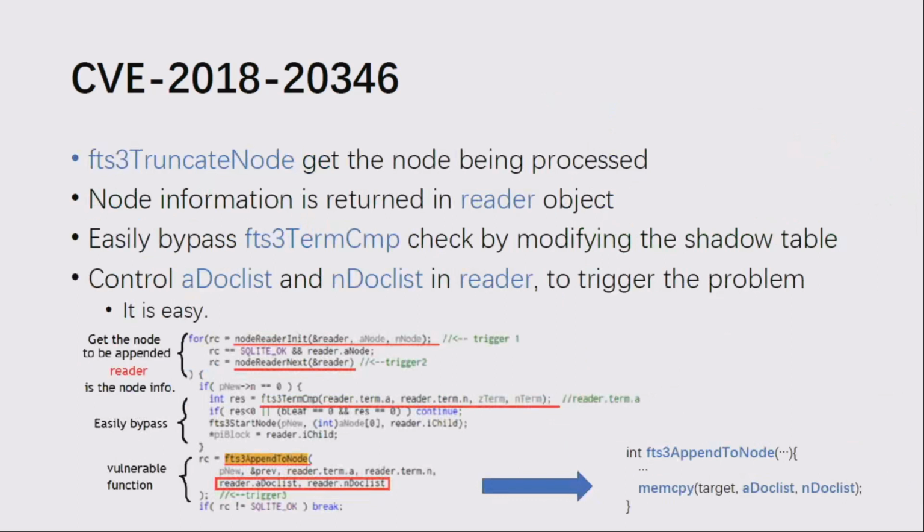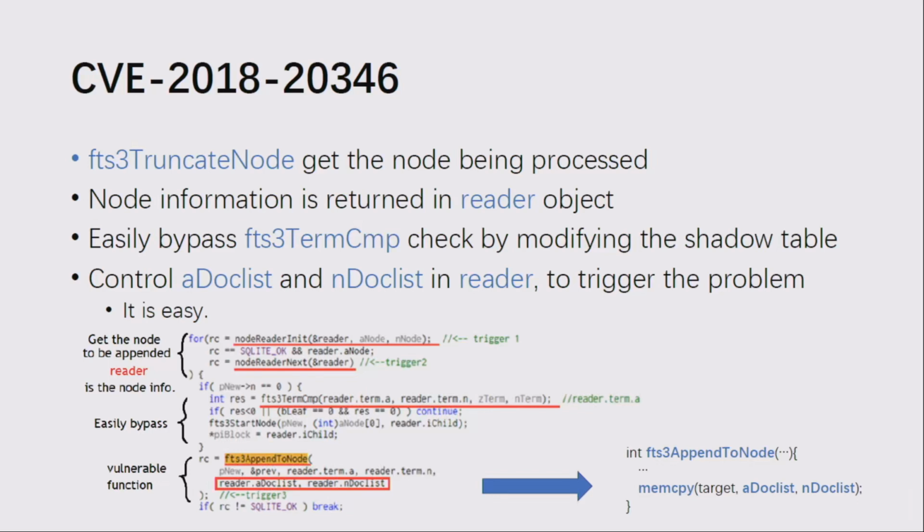Okay, let's go to its caller function, truncate node. It will get the binary offset and length from the blob data that will describe the node being processed. Then the node information is returned in a reader object passed to the vulnerable FTS3 append to node. To control the memory copy in append to node, we need to control a doc list and n doc list, which is returned from node reader next.